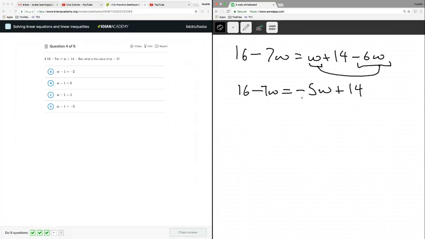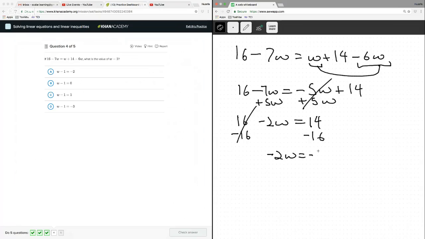Now I'm going to move this guy over to the left by adding 5w to both sides. Adding 5w. This goes away. Negative 7 plus positive 5 is negative 2w. Don't forget the 16 in front. Equals 14. Because this is gone, so now we just got a 14 here. Next, let's move this 16 out of there. Goodbye. 14 plus negative 16. The negative 16 dominates because it's larger absolute value. Now we have negative 2.